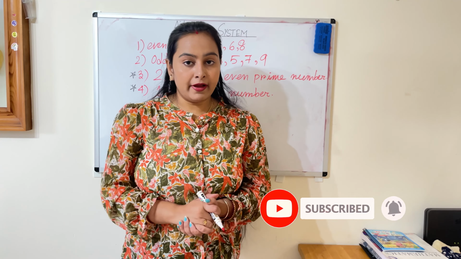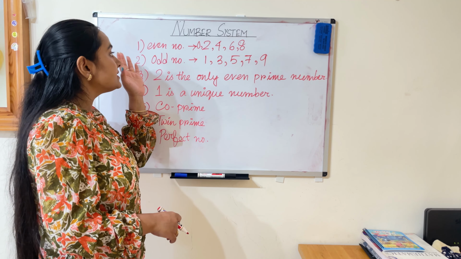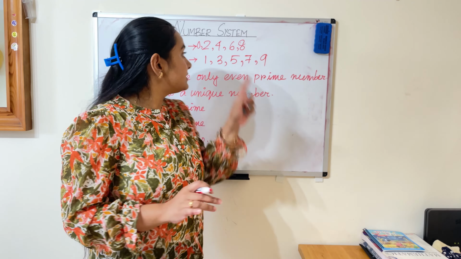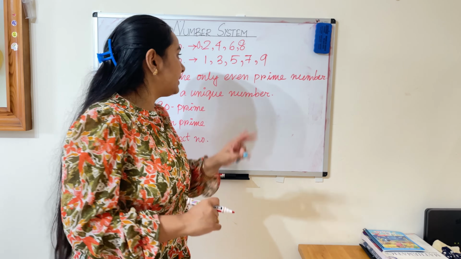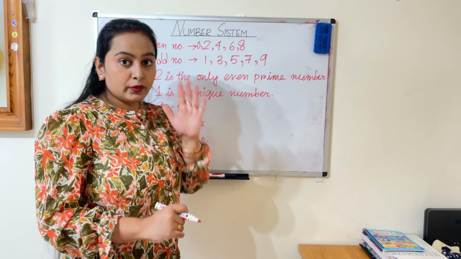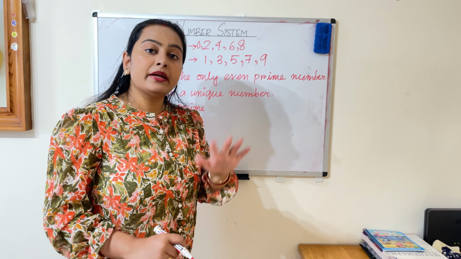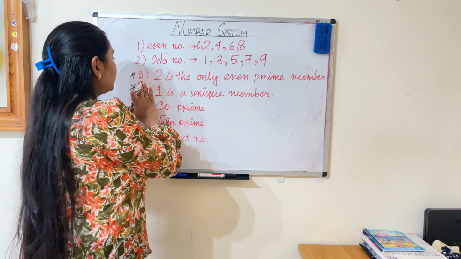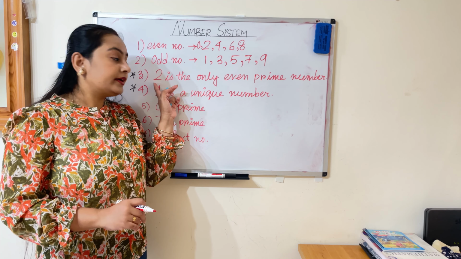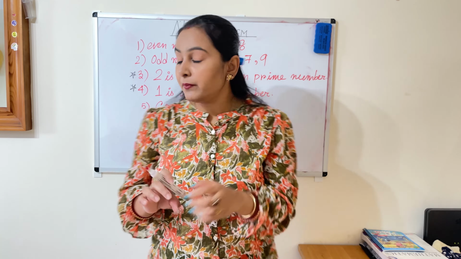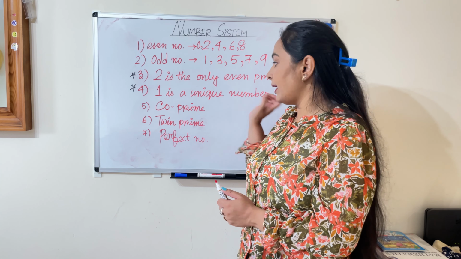So now let's revise what we have taught in today's class. First important topic is the even number. If the unit place is 0, 2, 4, 6 or 8, then that number is considered an even number. Second, odd number. If the unit place digit is 1, 3, 5, 7 or 9, then that number is considered an odd number. Now the third and fourth points are very important. What I have written in the third point is that 2 is the only even prime number and it is also the smallest one, and in the fourth point, 1 is a unique number, right?